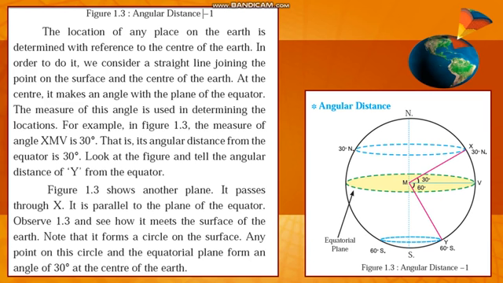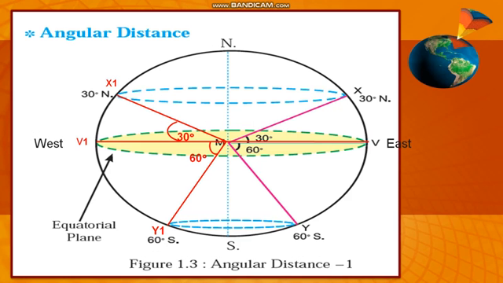Figure 1.3 shows another plane. It passes through X. It is parallel to the plane of the equator. Observe figure 1.3 and see how it meets the surface of the earth. Note that it forms a circle on the surface. Any point on this circle and the equatorial plane form an angle of 30 degrees at the center of the earth. So students, let's learn how to measure angular distance.